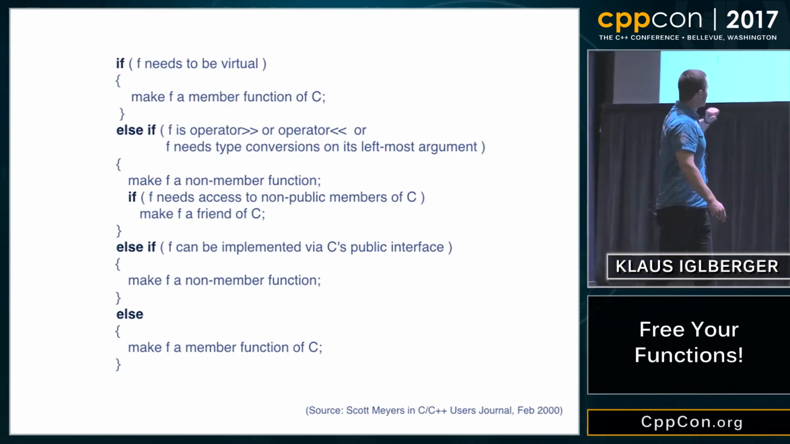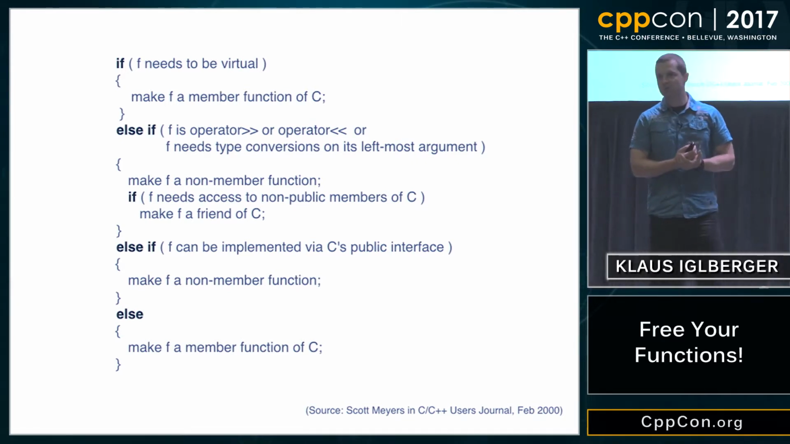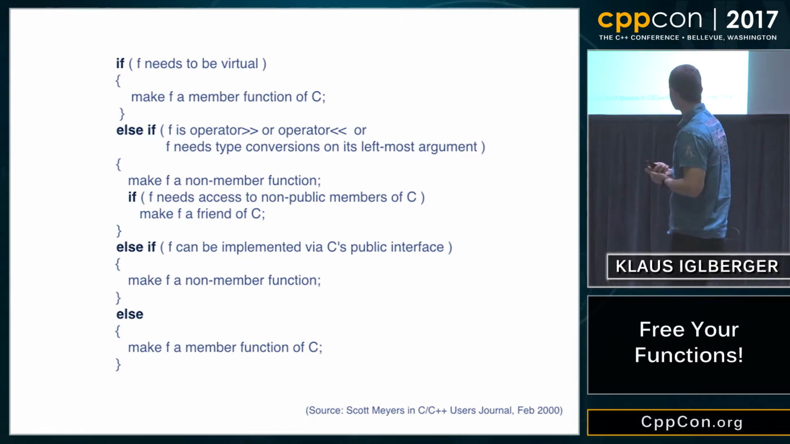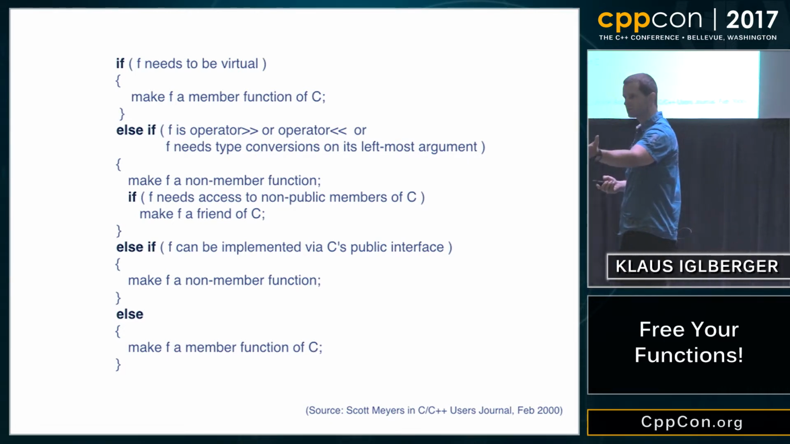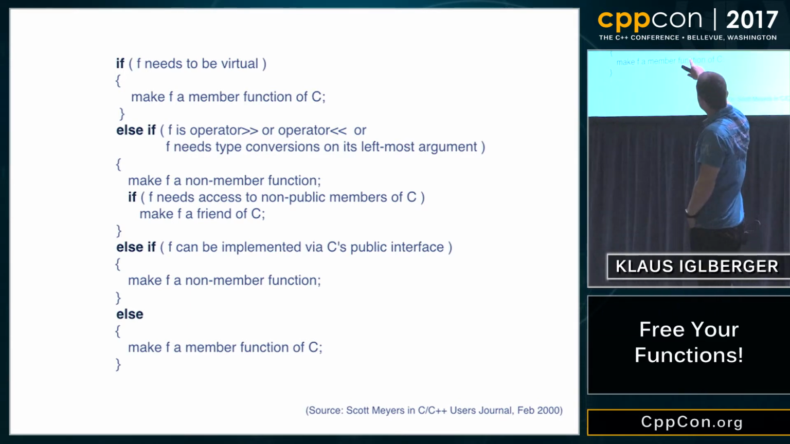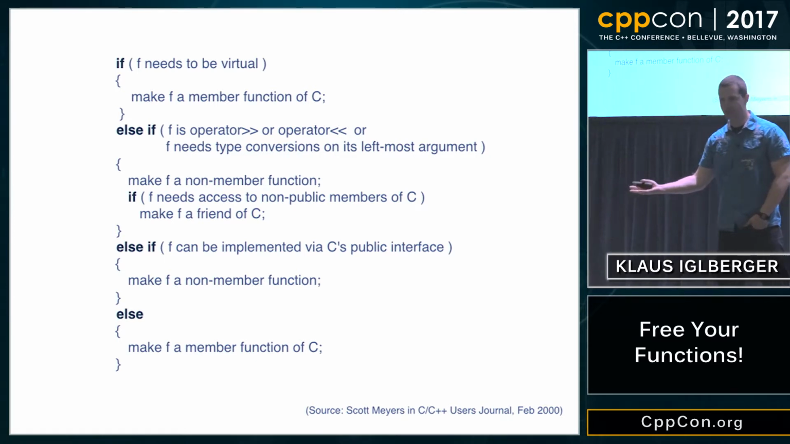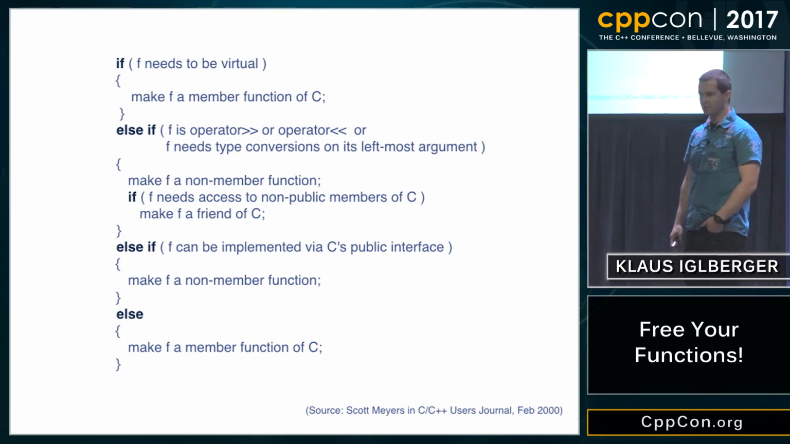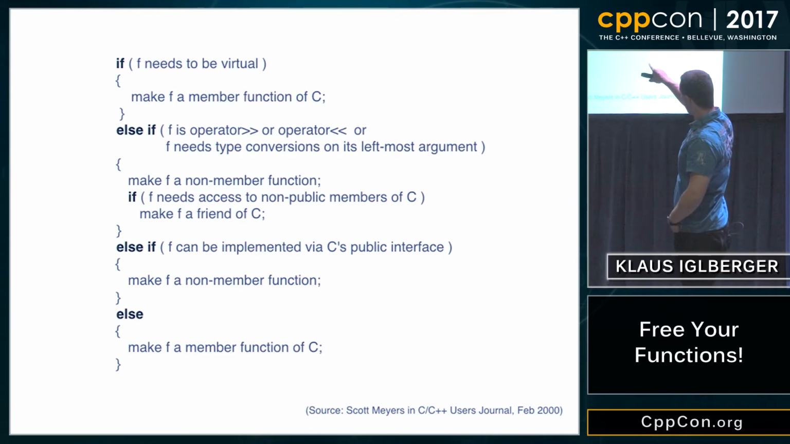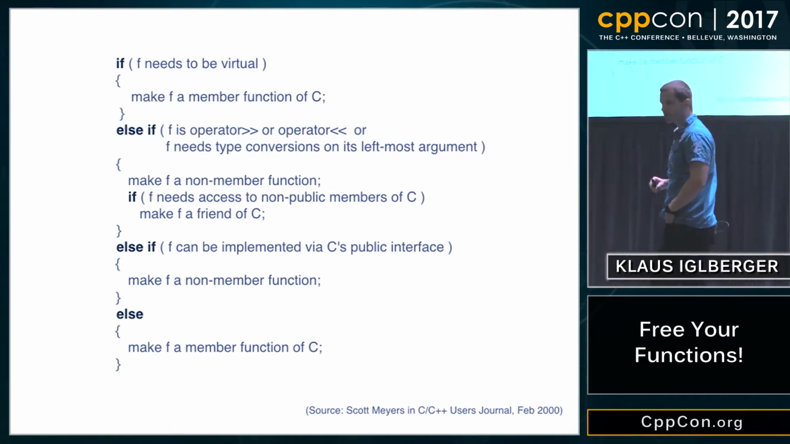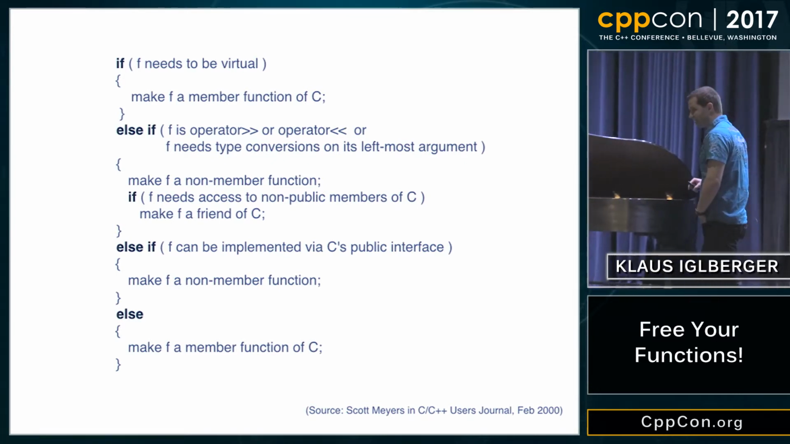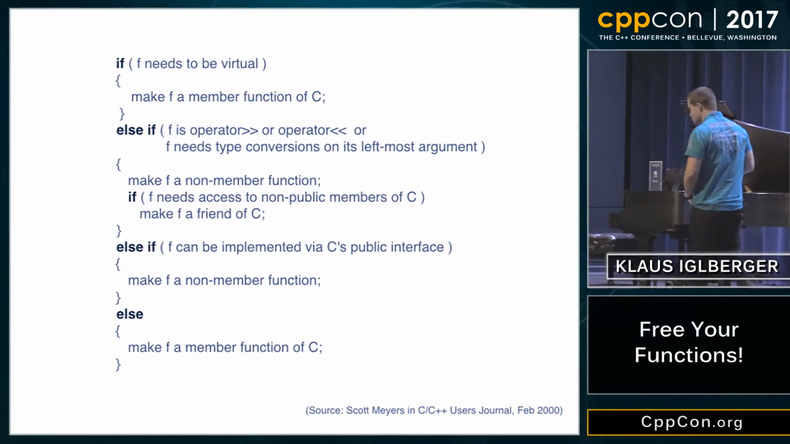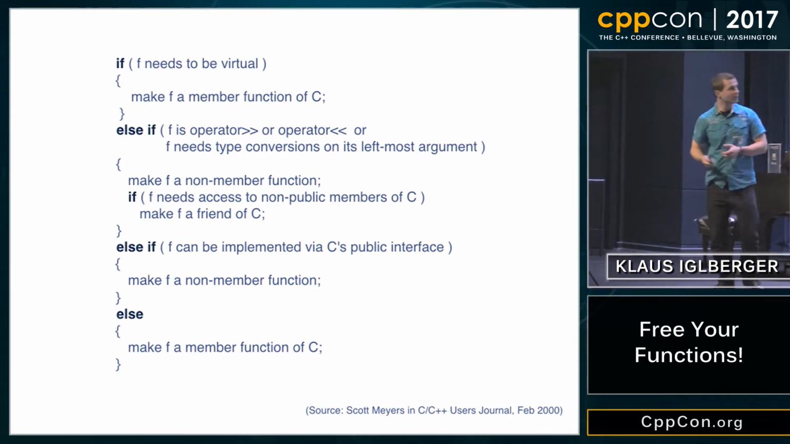And I believe this might help. This is something that Scott Meyers proposed in February 2000. An algorithm that helps you decide, should it be a free function, should it be a member function? So, if f needs to be virtual, obviously, for technical reasons, it needs to be a member function. Else if f is the output or input operator, or if f needs type conversion on its leftmost argument, then it should be a free function. It should be because else it doesn't work properly.